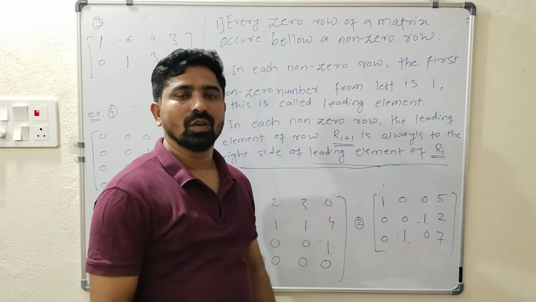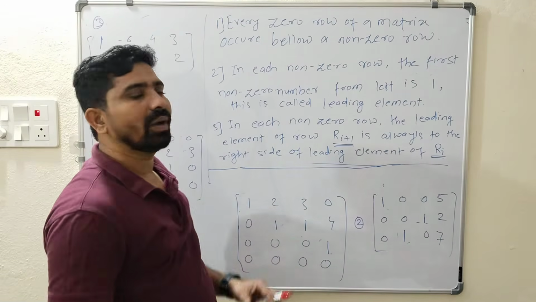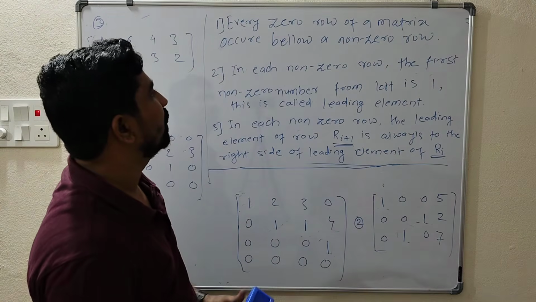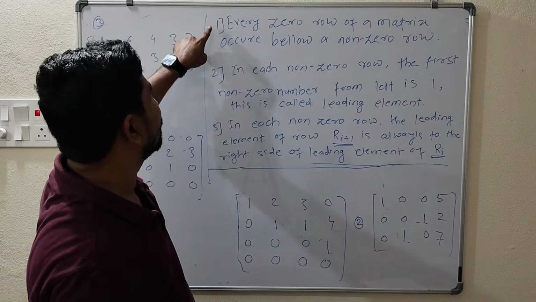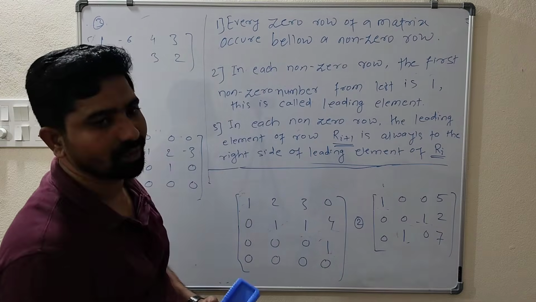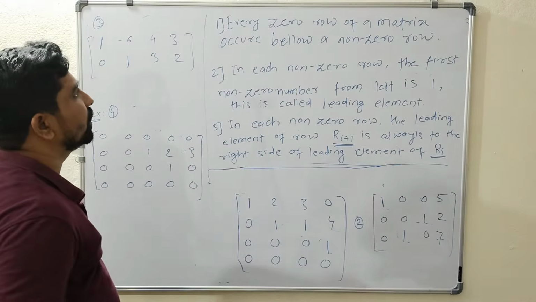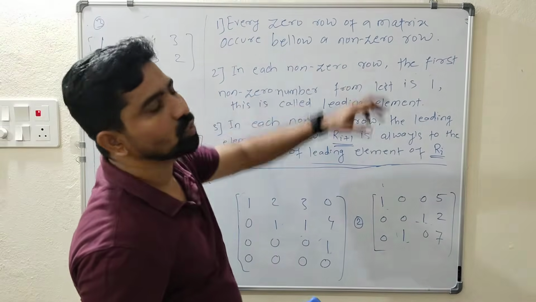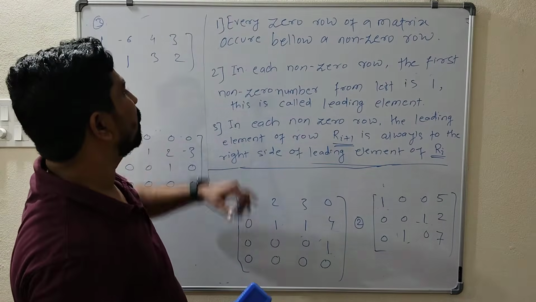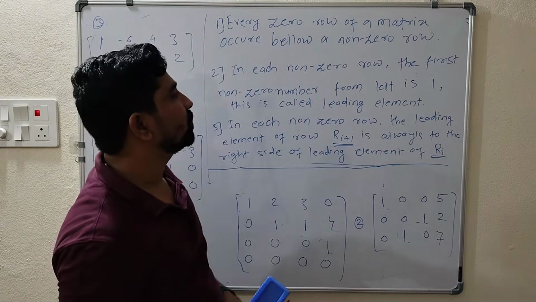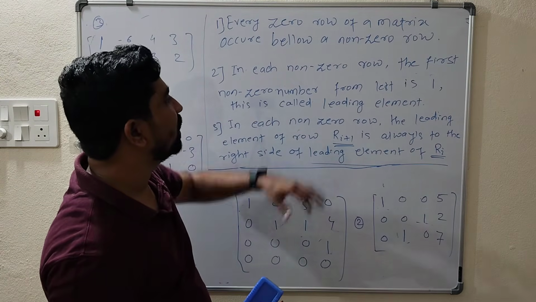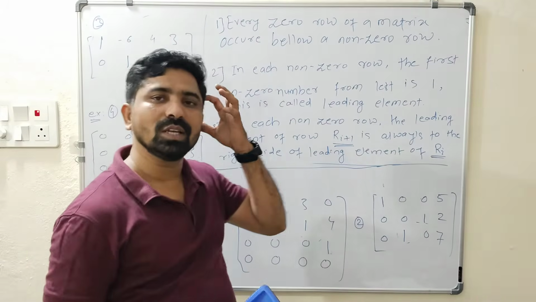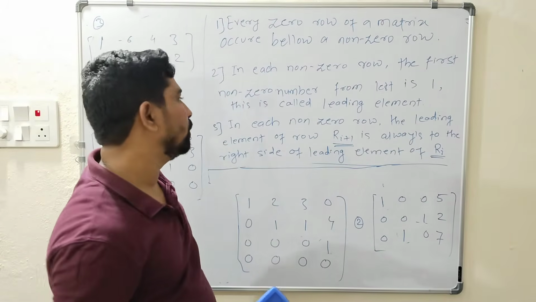Hi friends. When we say that a given matrix is in the echelon form or not, a matrix is said to be in the echelon form if it satisfies the following three properties: properties 1, 2, and 3. Property 1 is that every zero row of a matrix A occurs below a non-zero row. Property 2 is that in each non-zero row the first non-zero number from left is 1, that is called the leading element, or someone says pivot also.